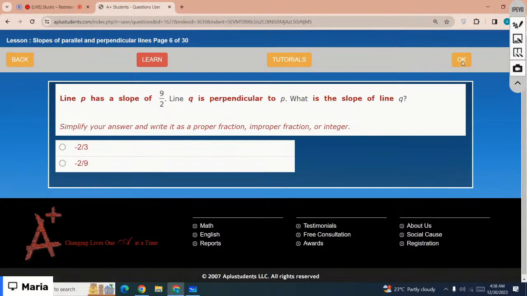Line P has a slope of 9 over 2. Line Q is perpendicular to line P. What is the slope of line Q? Which is the correct option? The lines are perpendicular. That means the slope must be negative reciprocal, right? So which is the correct option? The second one is the correct option. Very good. That is negative 2 over 9. The correct option is negative 2 over 9.